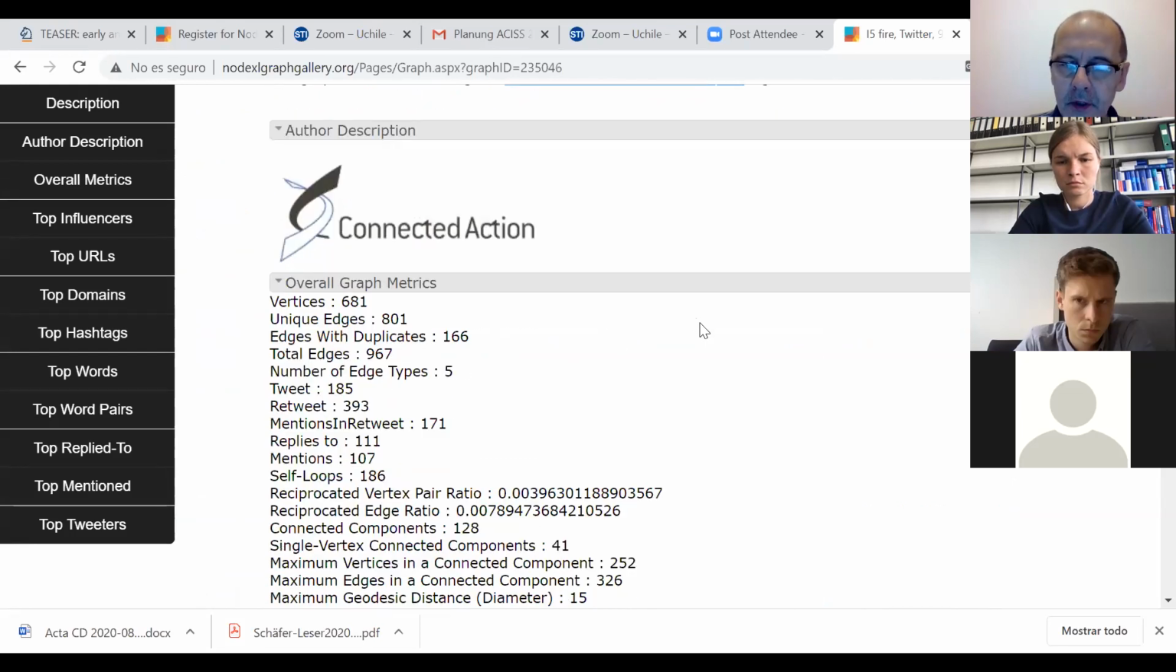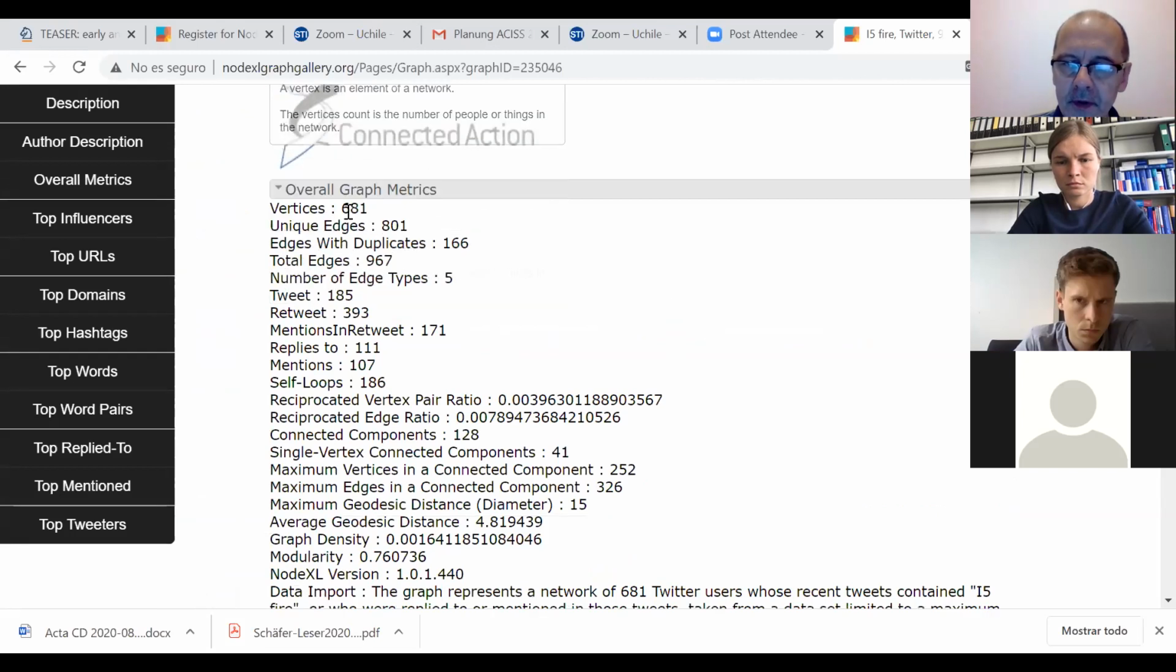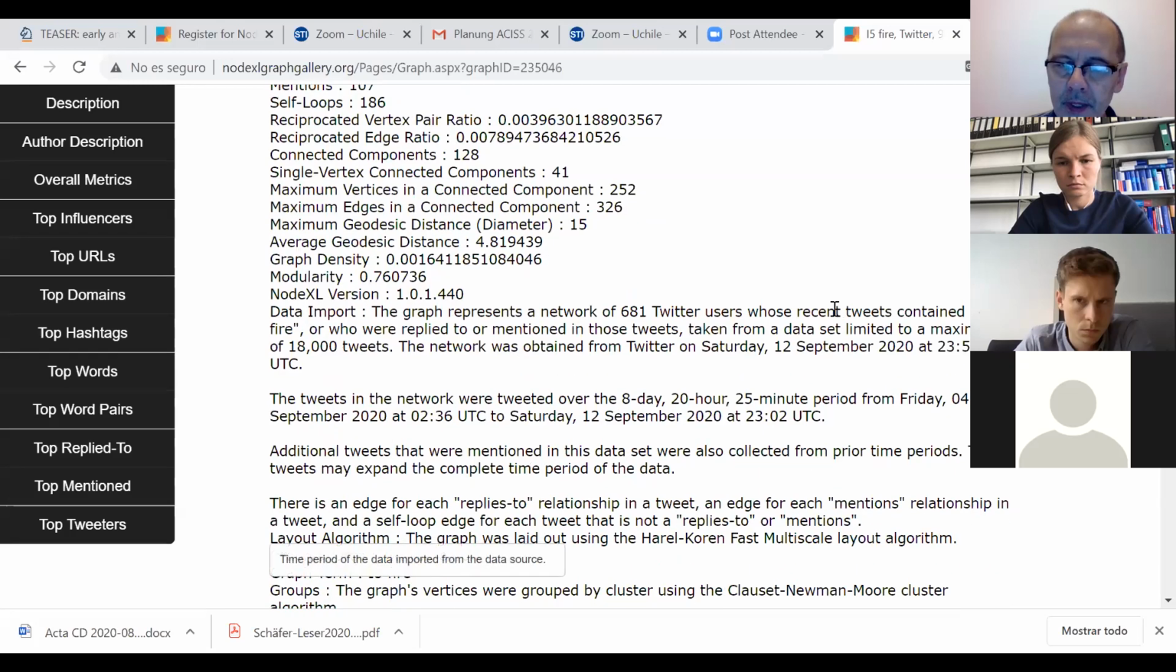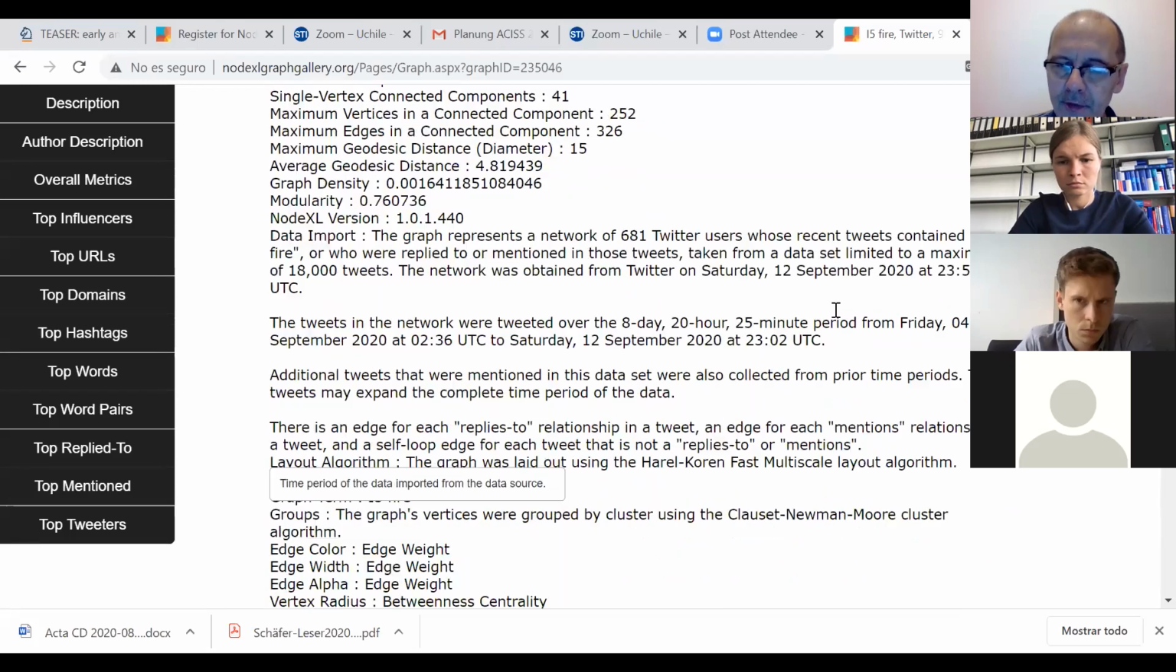Okay, and from here on, you can see some graph metrics. So they have 681 vertices. There are 801 unique edges, in total 185 tweets and so on. So those are some metrics describing the graph.